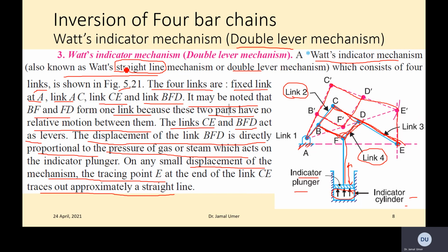That's why this is called a straight line indicator, basically a straight line mechanism. We got this movement up here. Also we got some complex system here, but we are getting a linear motion upward, traveling from E to E prime. So that's what we have in this Watt's indicator mechanism, a double lever mechanism basically.